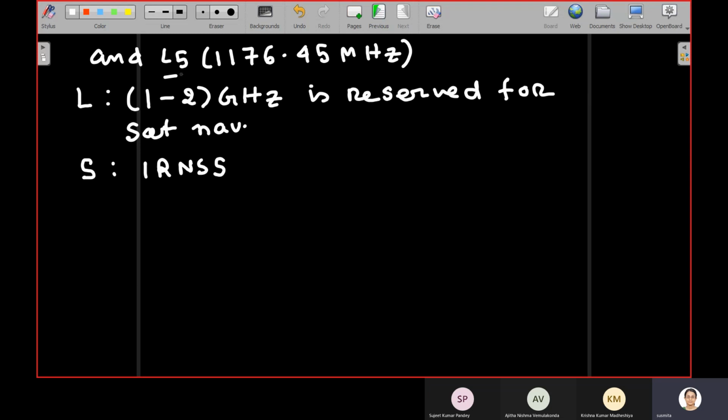Moreover, there is a large separation between L5 and S band, so antenna design becomes complicated. It's difficult to have a small antenna that can cover both L5 and S. Because ISRO is planning to have L1 band NavIC and message satellites.